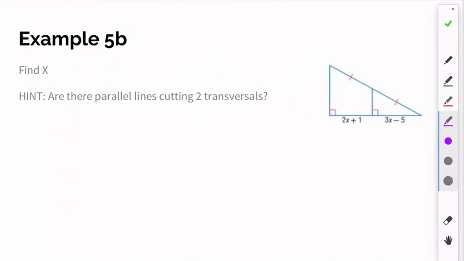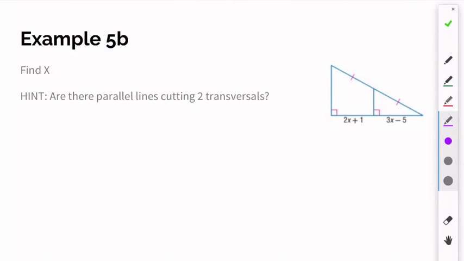And I believe this is the last example before I send you free to do your homework. Sorry, this feels a little bit rushed, but here we go. Example 5b. We are to find x. The hint I gave you, and something to think about on all your homework problems, is looking for parallel lines. That's what this whole thing is about. Are there parallel lines cutting two transversals? Is that happening here?